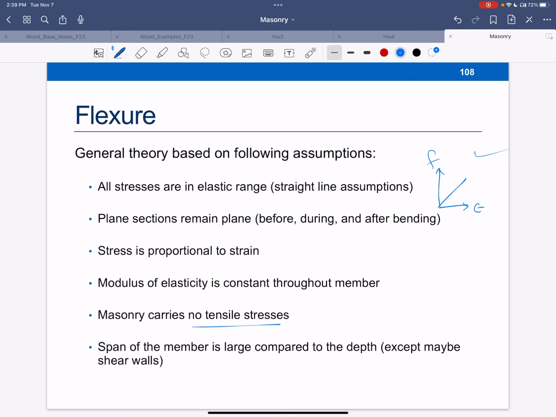No tension in the masonry, just like in the concrete. The span of a general flexural member is going to be large compared to the depth, right? That's the difference with shear walls, which are a whole different beast. We will deal with flexure, but we'll deal with a lot more shear in those. So generally, if I'm doing a pure flexural type member, it's a beam.